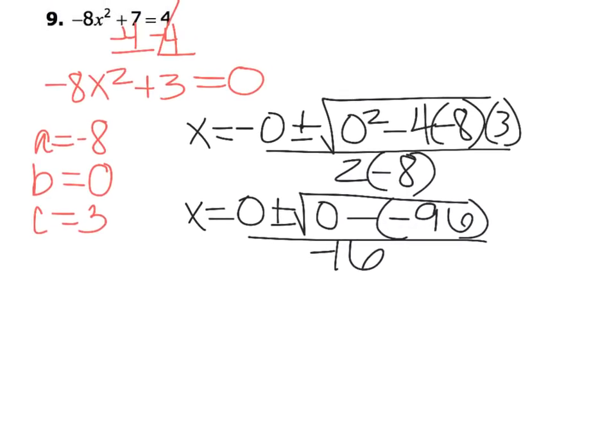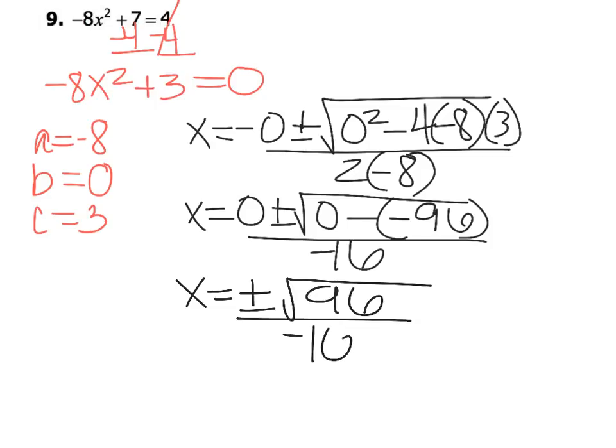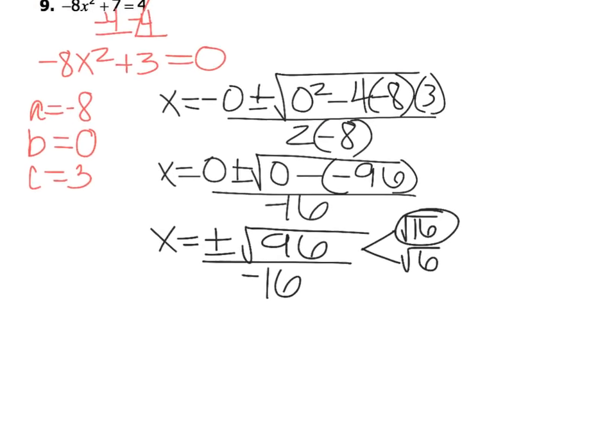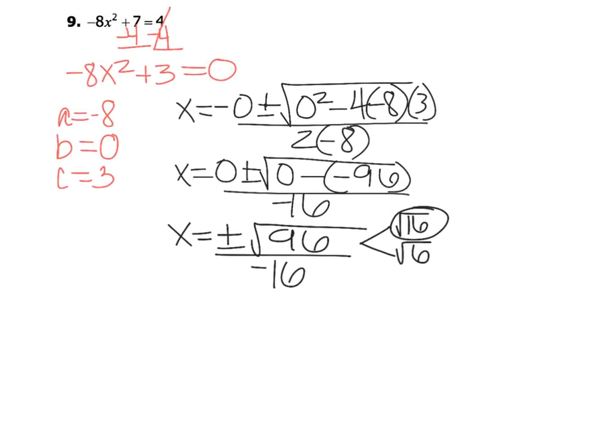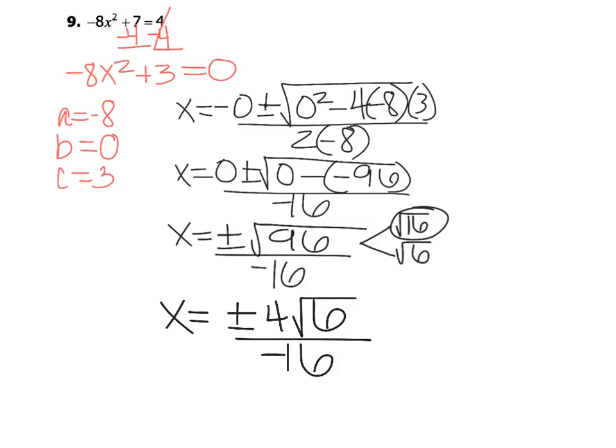We keep simplifying things, we end up with the 0, we can just not write it, it goes away, plus or minus the square root of 96 over negative 16. Now, the square root of 96, we want to break this down and simplify it, so we look for factors of 96 that are perfect squares. And 16 times 6 gives us 96. And we take the square root of 16, and we get 4. So we end up with x equals plus or minus 4 rad 6 over negative 16.